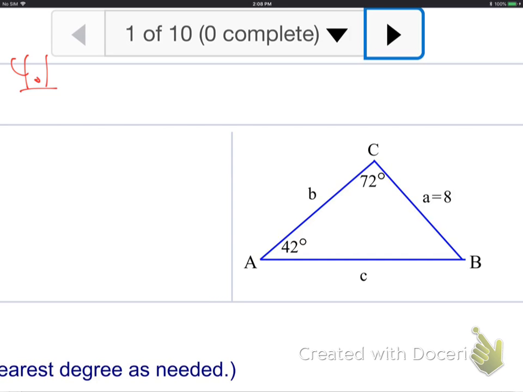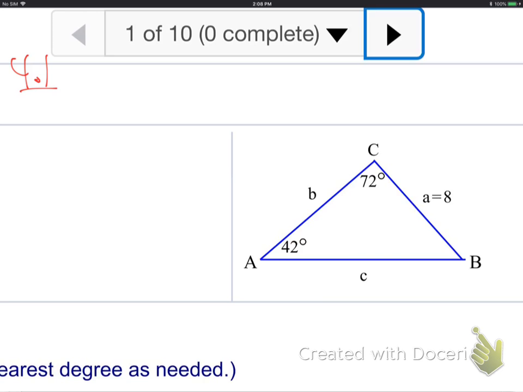So let's just start with, can we find the other angle? How do we find the other angle? 180 minus those two angles. Every triangle holds 180 degrees, doesn't it? Every triangle holds 180 degrees.